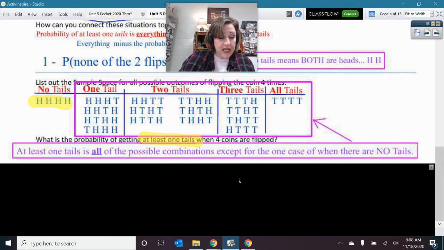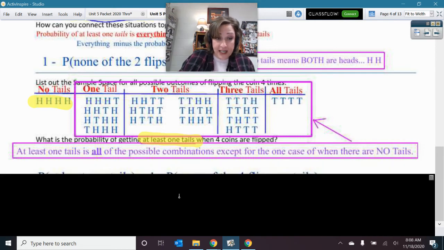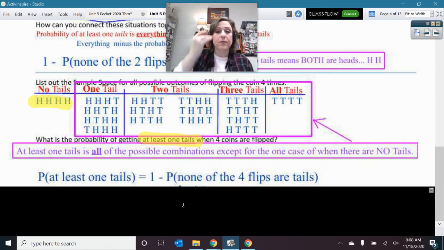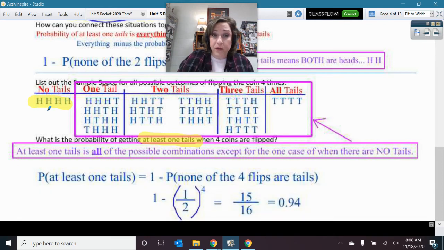So let's see what that looks like. At least one tails is all of the possible combinations except for the one case when none of the 4 coin tosses are tails. So here is how I write that. Probability of at least one tails, 1 minus the probability that none of the 4 flips are tails. And I know that none of them being tails is a half to the 4th power because it's half times half times half times half. And that's how I get that.